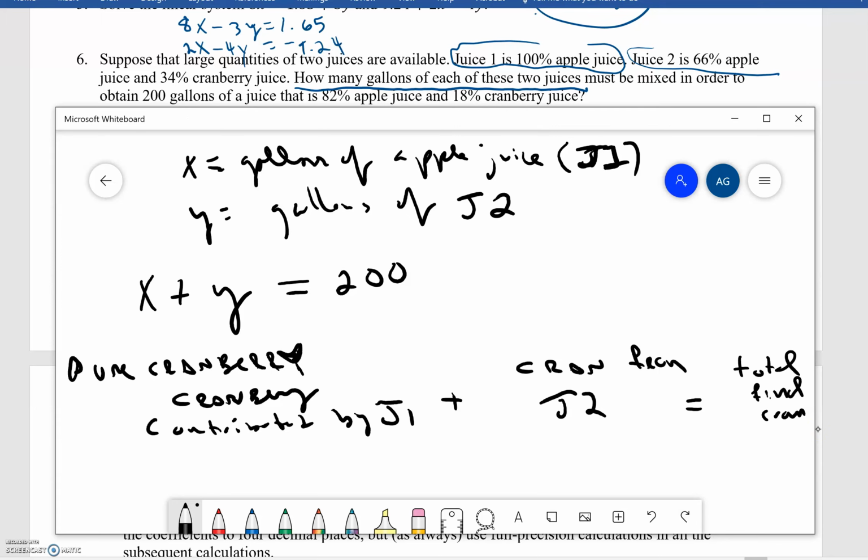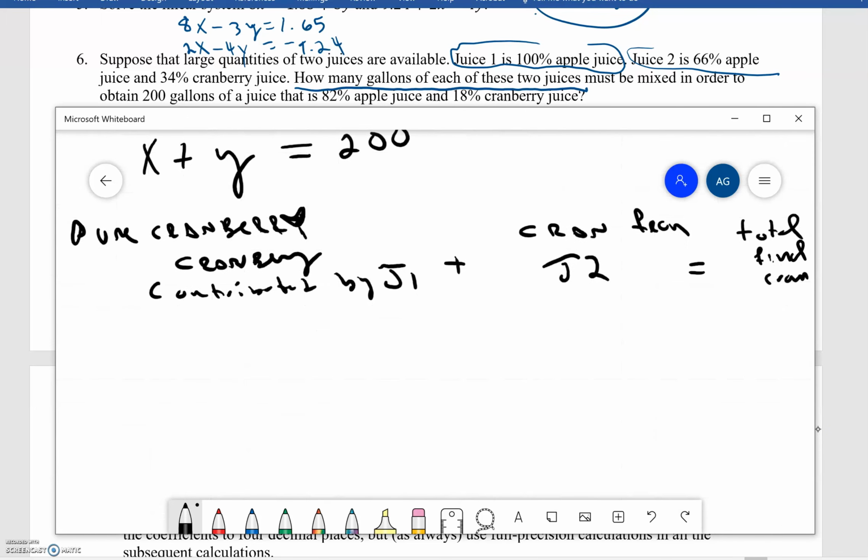Okay, so what are all those things? So the cranberry contributed by juice 1. Juice 1 is all apple juice. And by the way, the amount of juice 1 is X. So the total amount of juice 1 is X. But what percentage of that X is cranberry? 0. So that's 0x. And then from juice 2, the total amount is Y, and the portion that's cranberry is 34%, so that's 0.34 of the total Y.